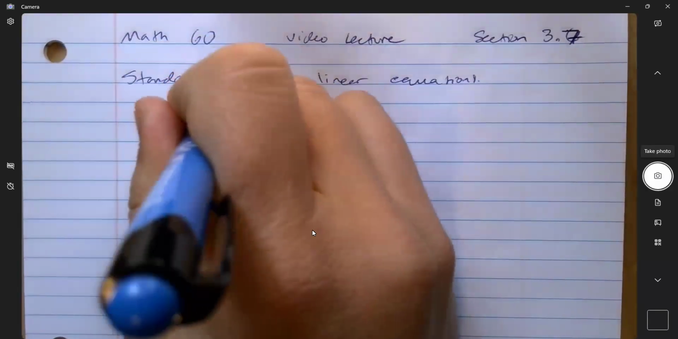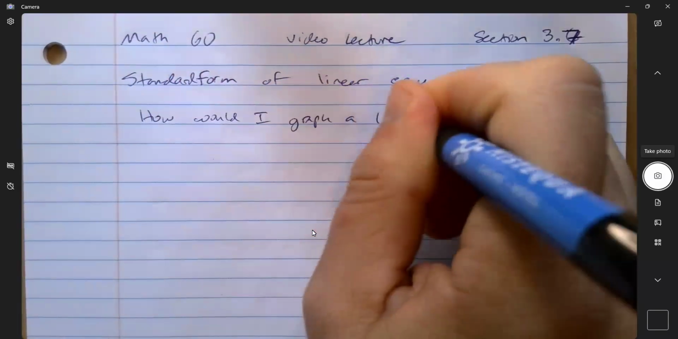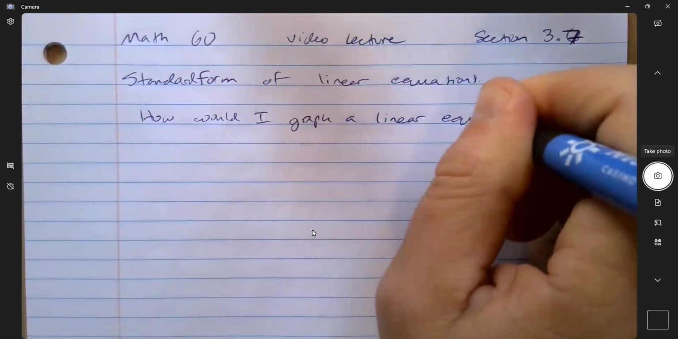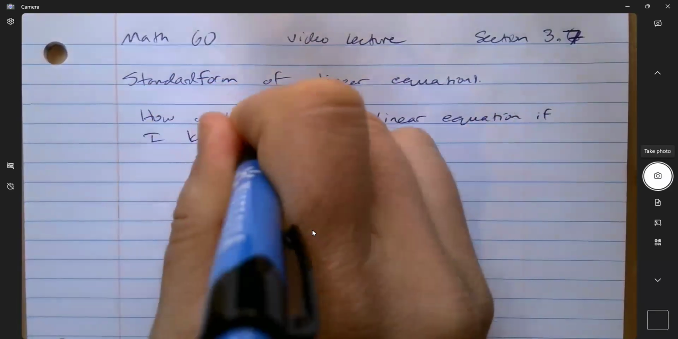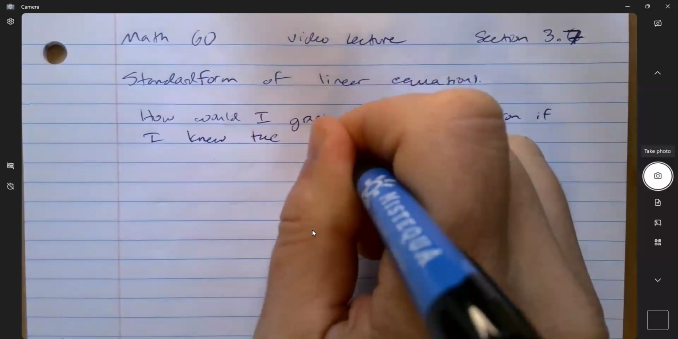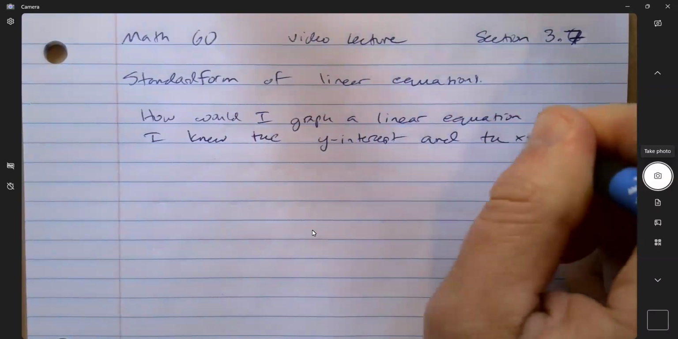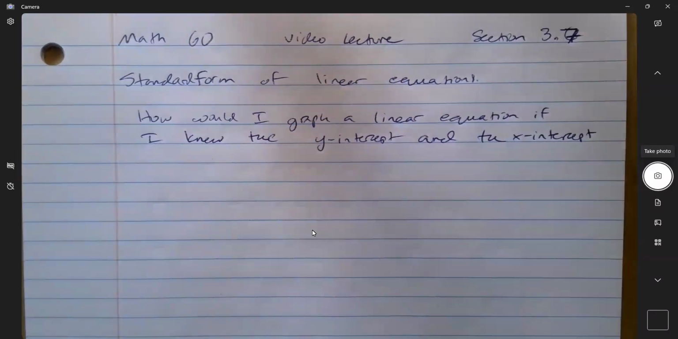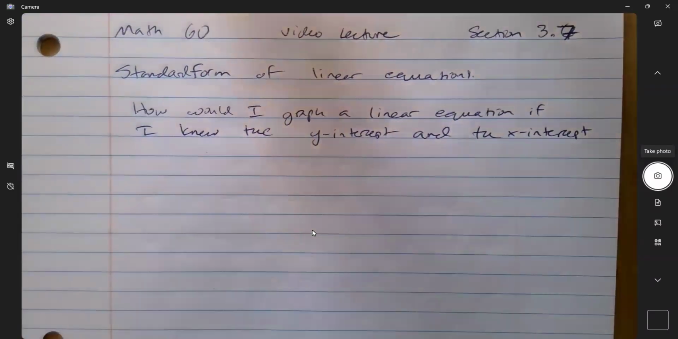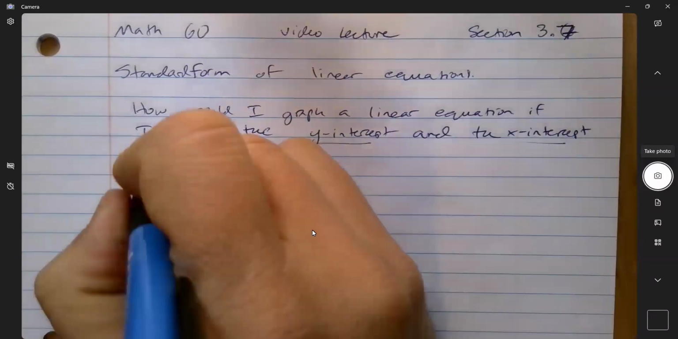And let's motivate this by the question, how would I graph a linear equation if I knew the y-intercept and the x-intercept? So in the previous video, we could graph equations when we knew any 2 points. And now I have particular points, the y-intercept and the x-intercept.